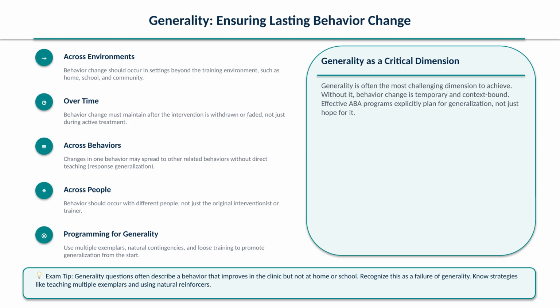Generality is a cornerstone dimension of applied behavior analysis, and on the BCBA exam, you must understand that it refers to behavior change that lasts, appears in new settings, and spreads across related behaviors and people. This slide outlines that true generality means the learner uses the skill at home, school, or in the community, not just where training occurred, and that the behavior maintains over time after the intervention is faded.